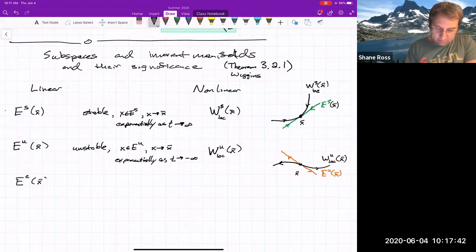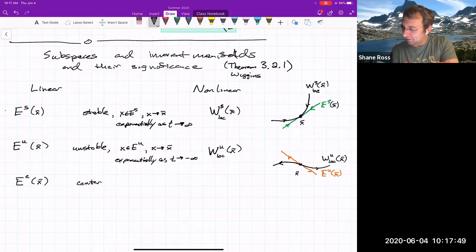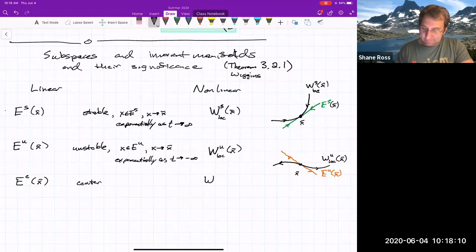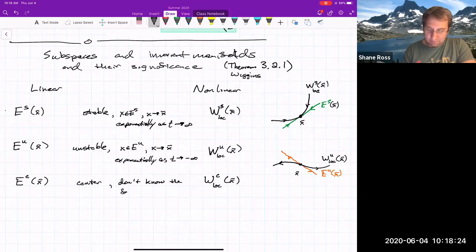So what about the center manifold? I don't know historically why it's called center, but we can't say anything. We just know it doesn't exponentially go towards the fixed point as time goes forward or backward. You have to do some other kind of analysis, and that is what we will get to. So this is called the center, and we just don't know the fate of points X in that center subspace.